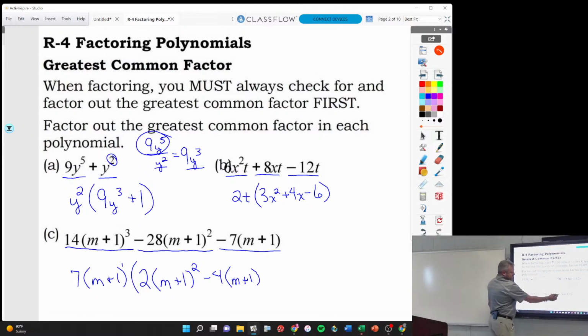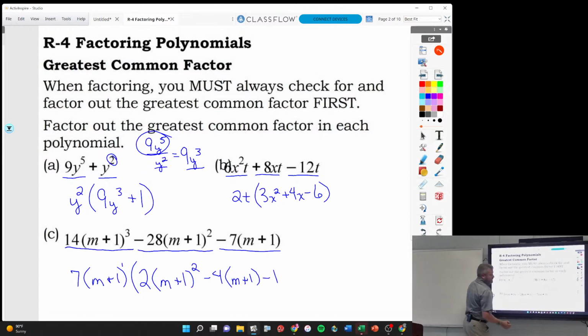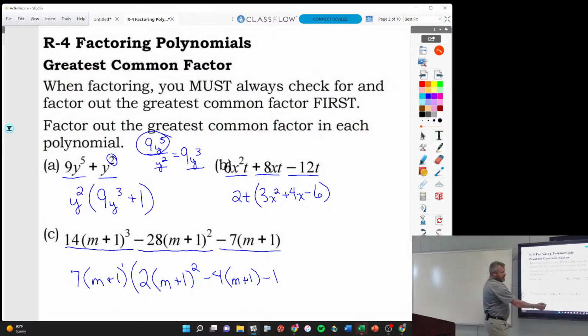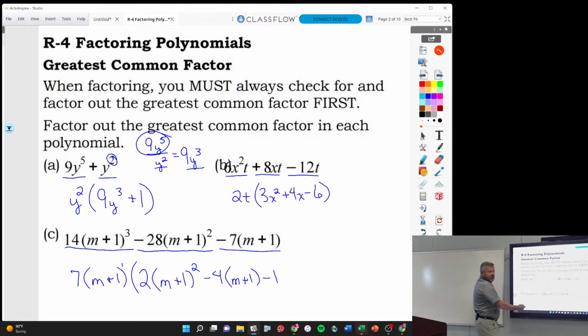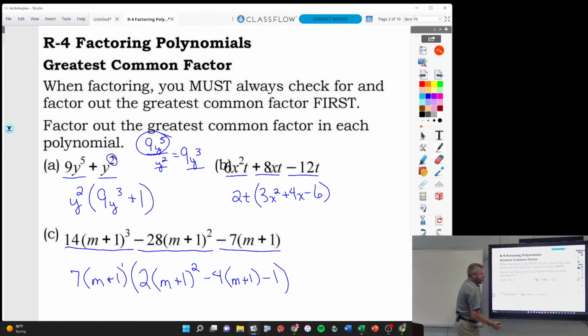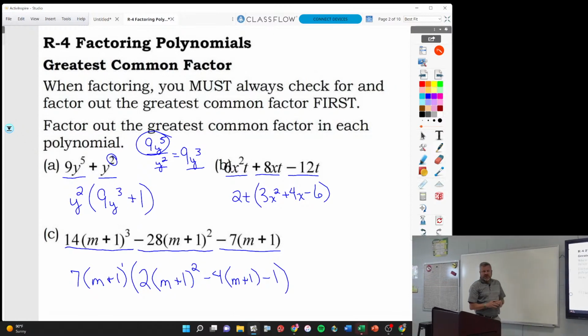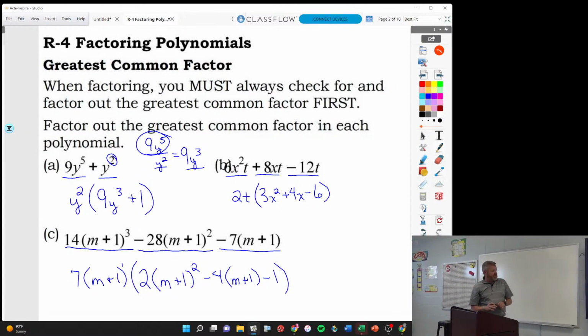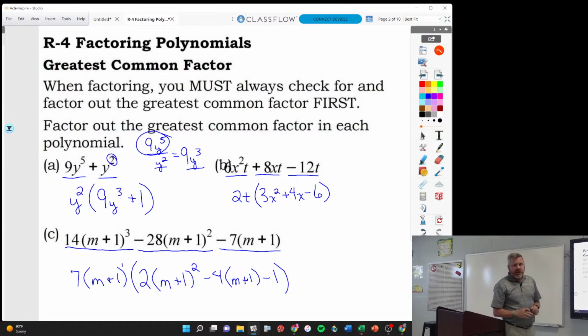7 times what is negative 7? Well, 7 times negative 1 is that minus 7. And m plus 1 divided by m plus 1 is just 1. It's gone. So I factored out the greatest common factor, which is 7 times m plus 1, and I'm left with 2 times m plus 1 squared minus 4 times m plus 1 minus 1.